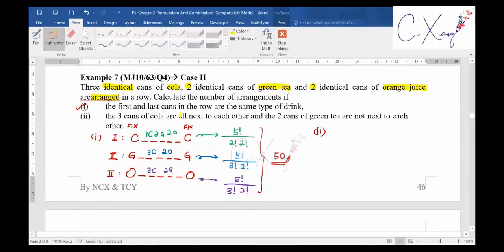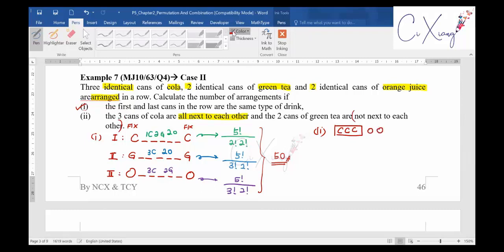The 3 cans of cola are all next to each other. So maybe I group the cola in one group first. The cola are all next to each other. Green tea, not next to each other. So that means green tea, you have to arrange them at last. Okay, so besides the cola, I still have orange juice. So let's start now. How many items do you have here? 1, 2, 3. Okay, therefore, when I write out, it should be 3 factorial.